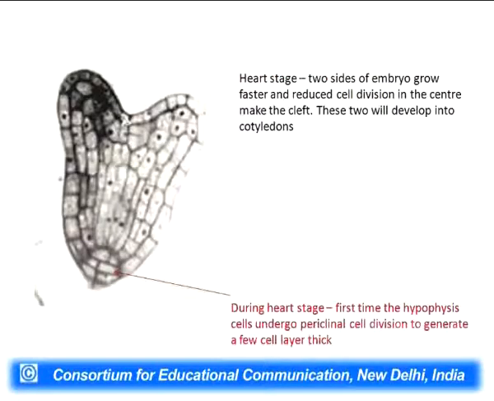Now if the same thing continues, what we will find is that the center place, where the growth was reduced compared to the side, would grow more compared to the center. So, there will be a cleft formation. This cleft formation eventually leads to formation of cotyledons. So, in the growing embryo, this will be one cotyledon and this half will be another cotyledon, and this stage is known as heart stage, because this embryo looks more like a heart.